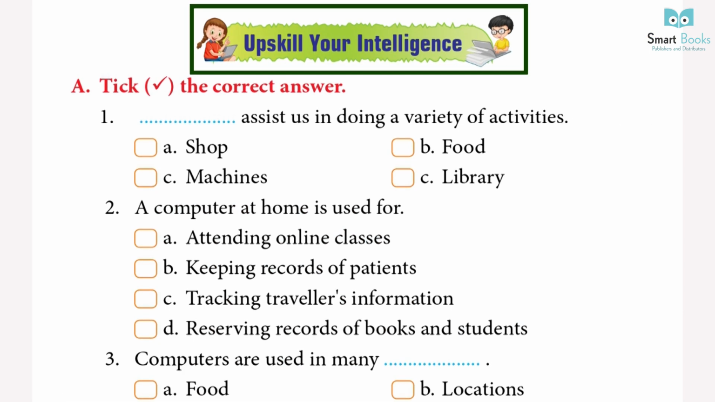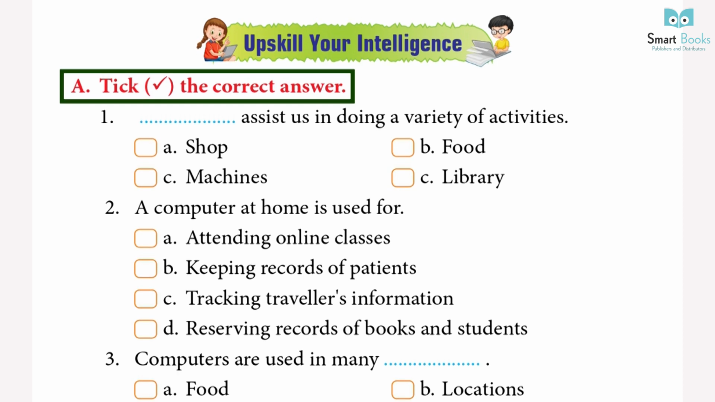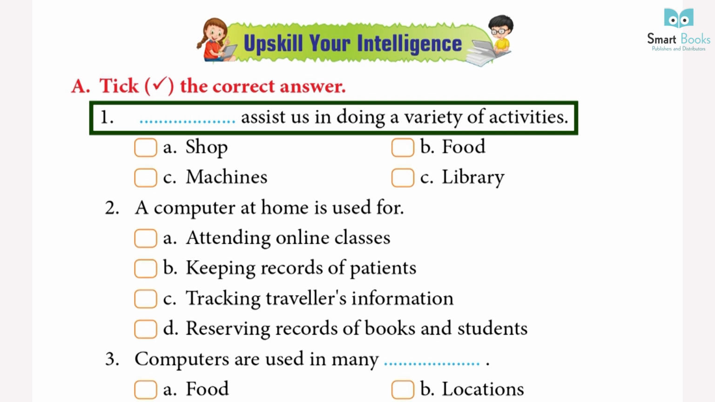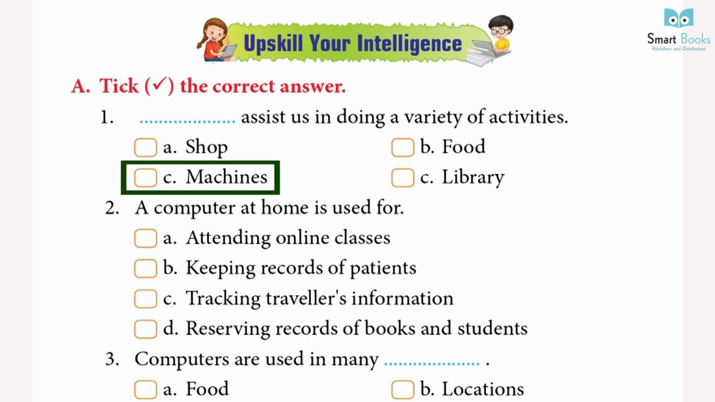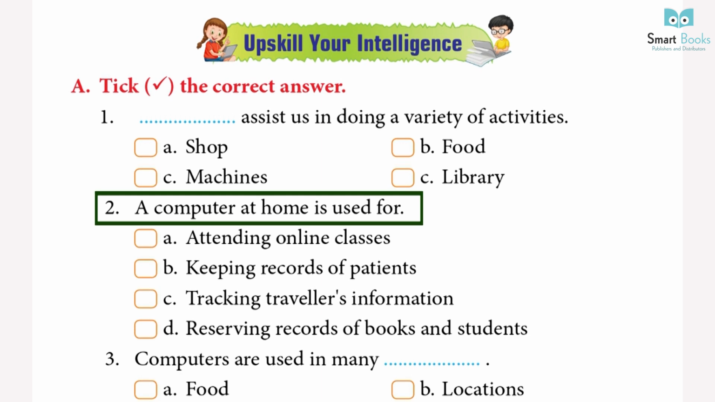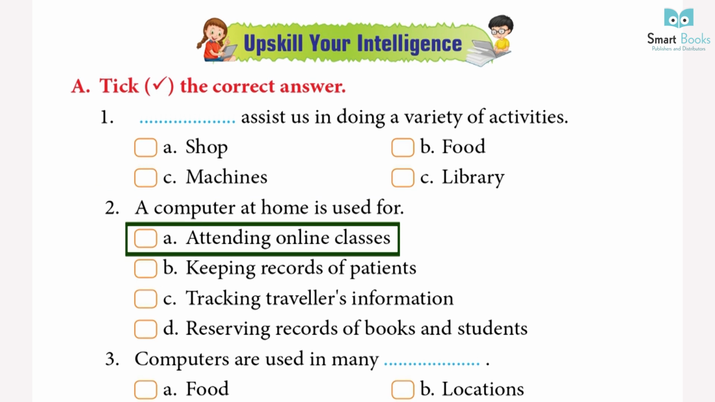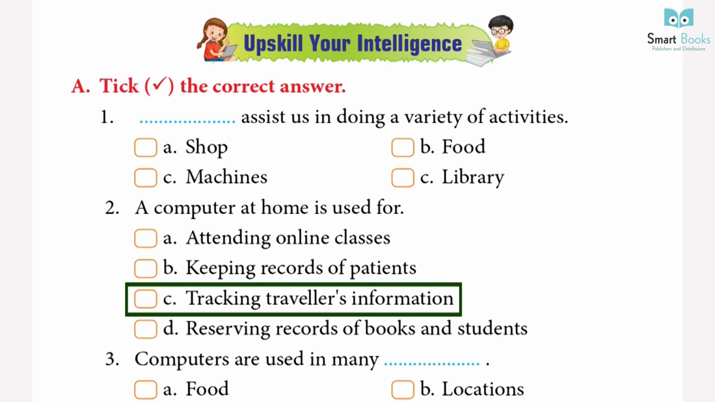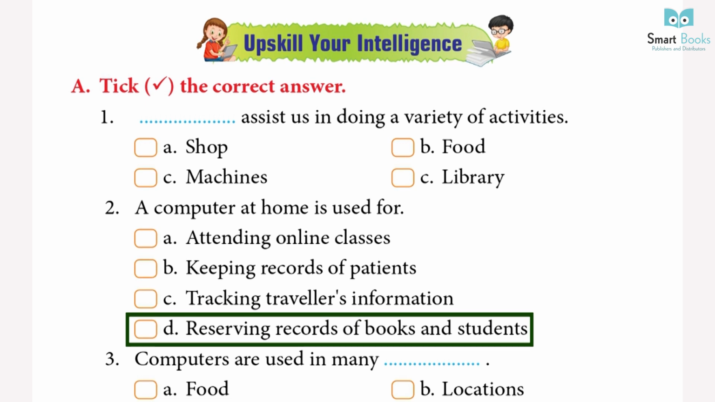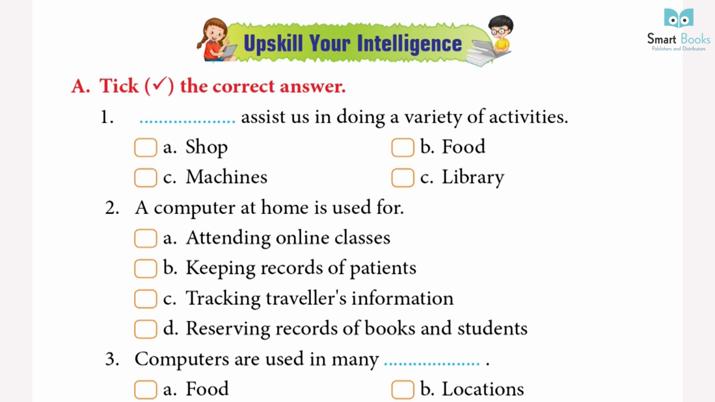Upskill your intelligence. A. Choose the correct answer. 1. Dash assist us in doing a variety of activities. A. Shop. B. Food. C. Machines. D. Library. Answer: C, machines. 2. A computer at home is used for A. Attending online classes. B. Keeping records of patients. C. Tracking travelers' information. D. Reserving records of books and students. Answer: A, attending online classes.